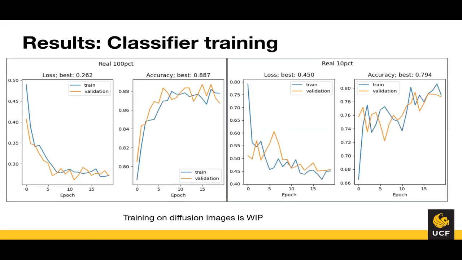And here you can see the results from the classifier training using all real data, 100% and 10%, as my bound of what I'm trying to be in between. 100% is the best that I can get, and the 10% is a lower bound. Training on diffusion images is a work in progress. I generated some diffusion images, but not enough. But I have the training architecture set up to just plug and play once I have these images generated. So I plan to create plots like this showing the effect of all the different data splits.